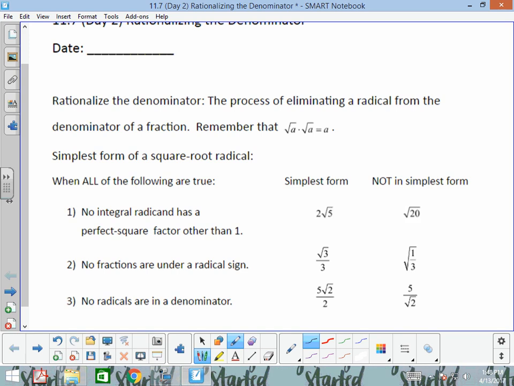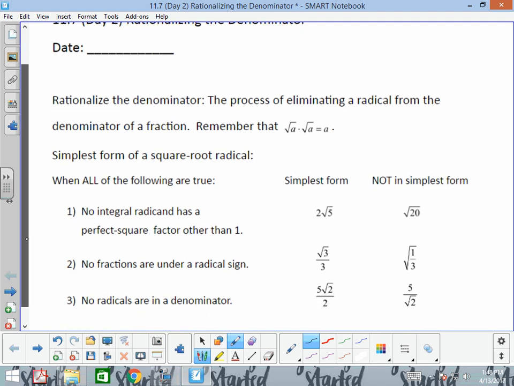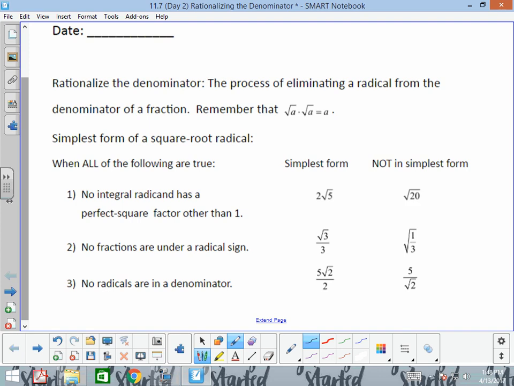This is 11.7, day 2, rationalizing the denominator. So before we talk about that big word, rationalizing the denominator, let's look at some things that are not in simplest form. When all the following are true, then these are in simplest form.